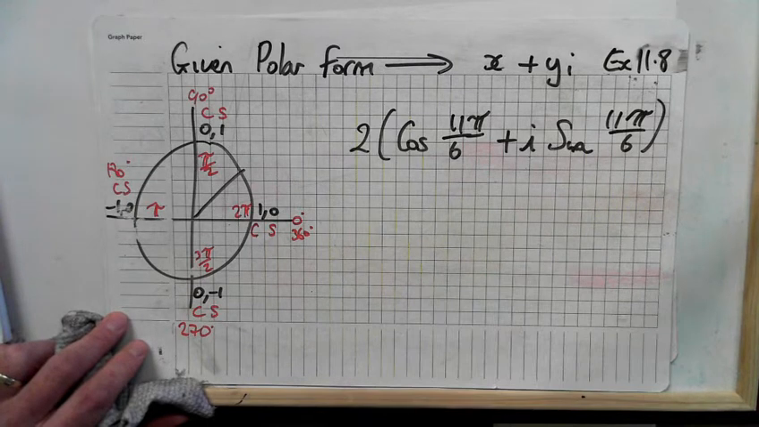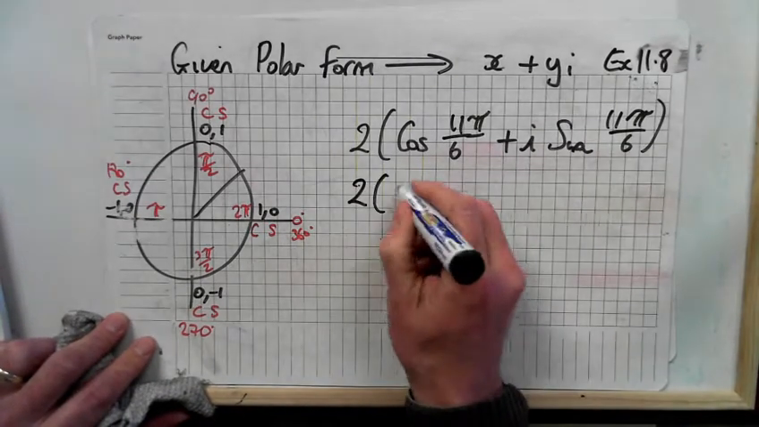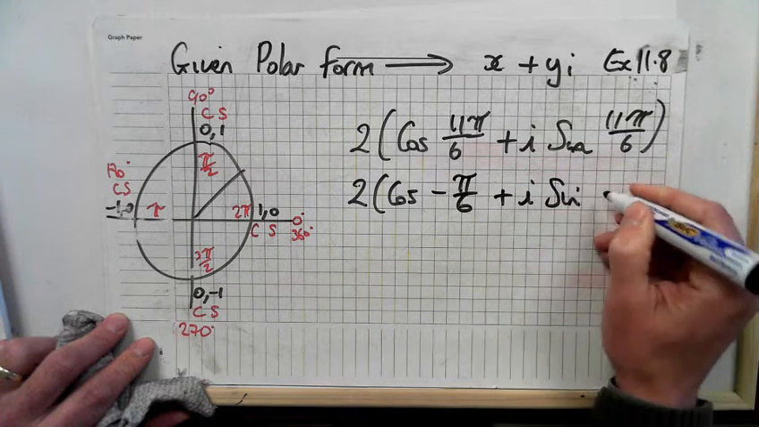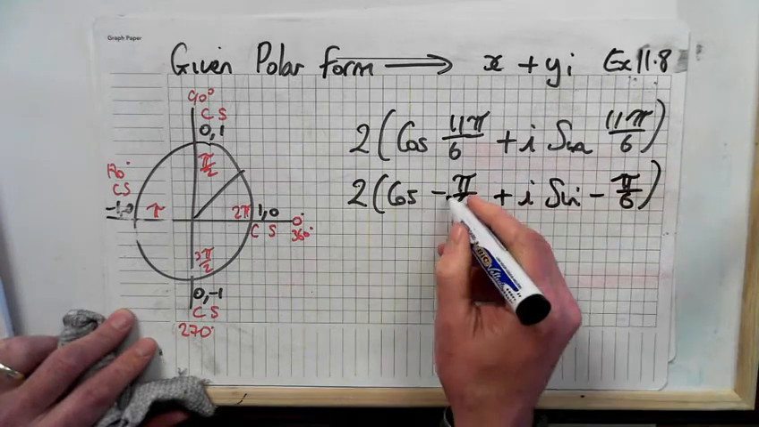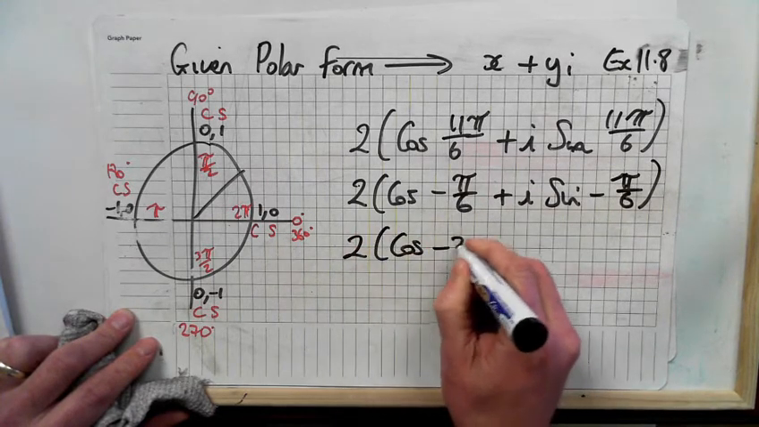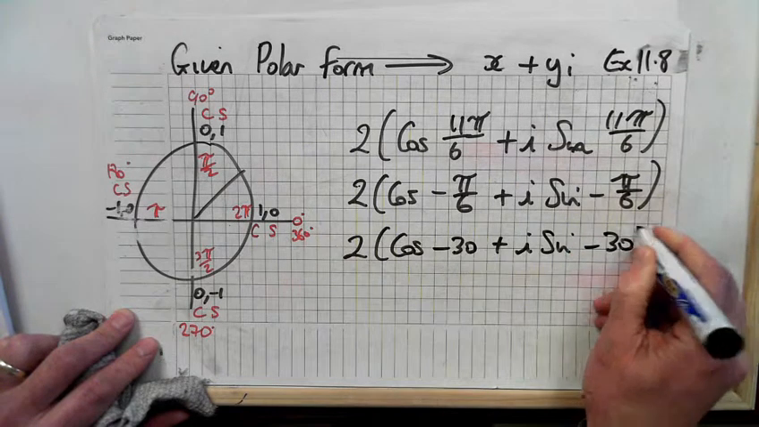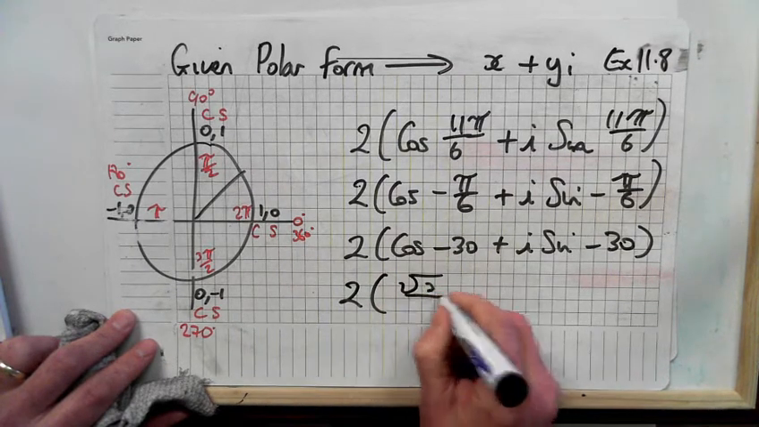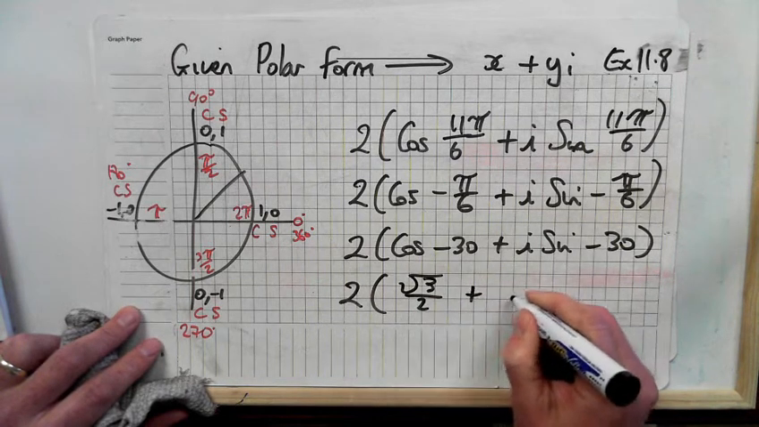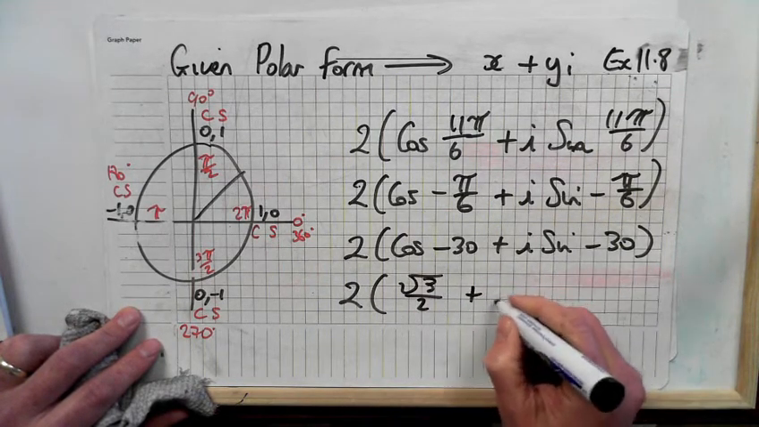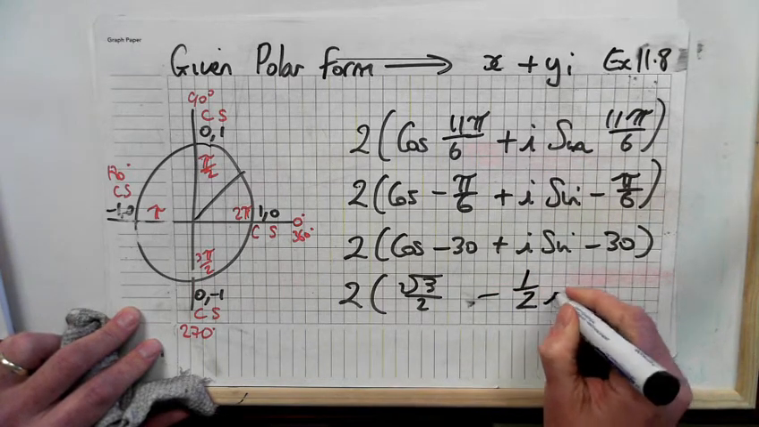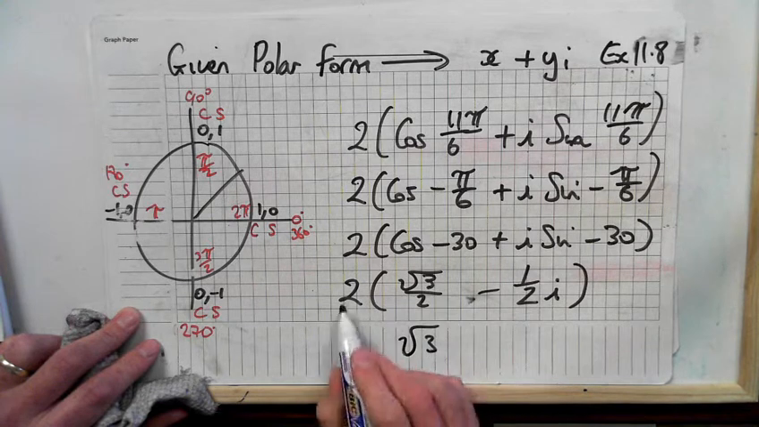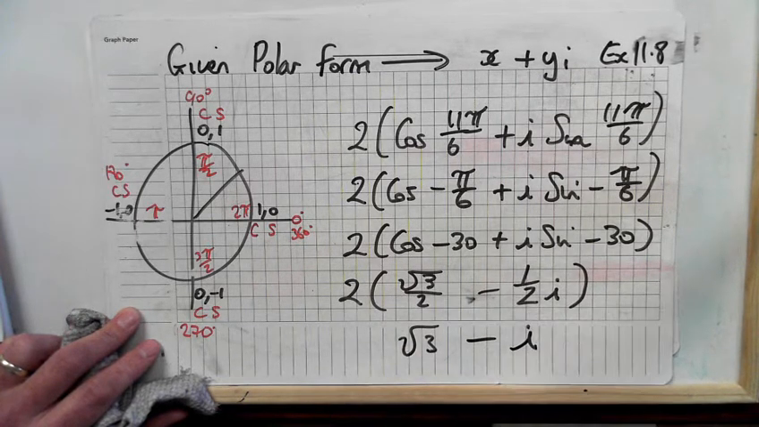So you can use the calculator. I can write it like this: 2 cos minus pi/6, or minus 30, plus i sine. You can get the cos of minus 30, that's √3/2, plus, and if you get the sine of minus 30, you get minus 1/2 i. If you multiply 2 times √3/2, you get √3. 2 times minus 1/2 is minus 1. That's that answer.